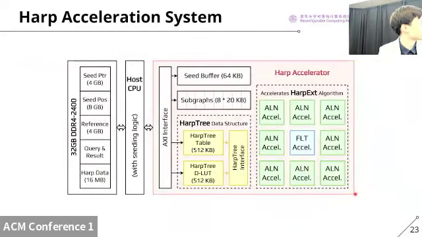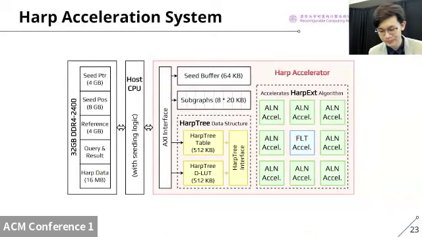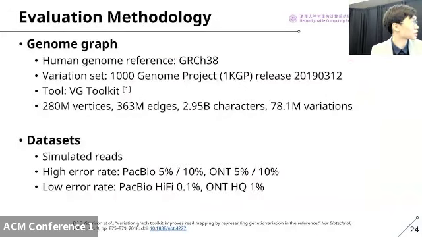So the entire acceleration system looks like this. This is the Harp tree data structure, which is like the optimization center. And we have one filtering accelerator with 8 alignment accelerators to balance the overall throughput. Our evaluation was done with human genome graphs, and we use some simulated read data sets.